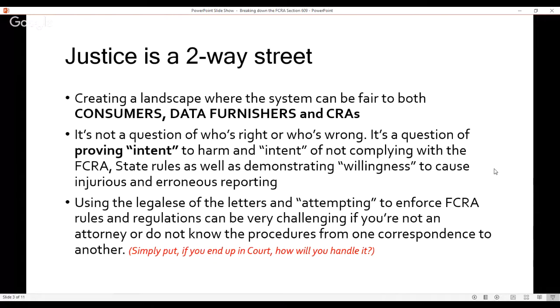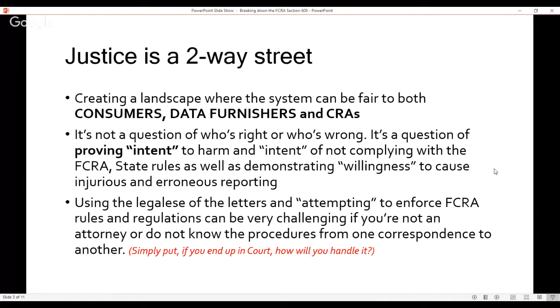It's a question of you have to prove that there was an intent to harm, and an intent to not follow the rules and regulations, particularly with the FCRA, the state rules, the federal rules. And of course, you have to demonstrate through proof, possibly yourself, or clear documentation with your attorney, that they were willing to cause injury and harm to you on your reports. So a lot of people use the legalese of letters, particularly Section 609 and all the other ones, in an attempt to enforce FCRA rules and regulations, and challenge them. But if you're not an attorney, it's going to be tough. It's going to be tough, and what would be the procedure based on correspondence that you receive?